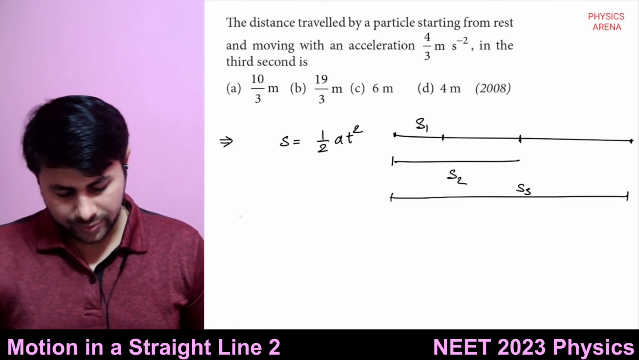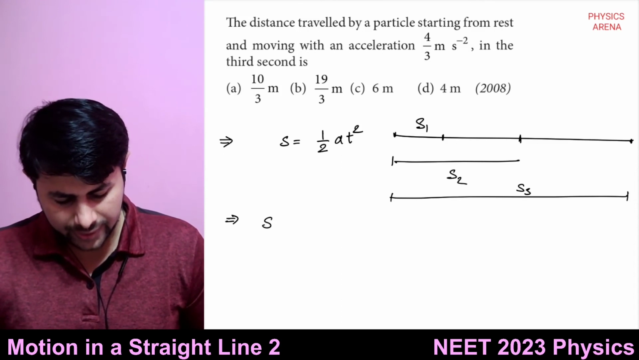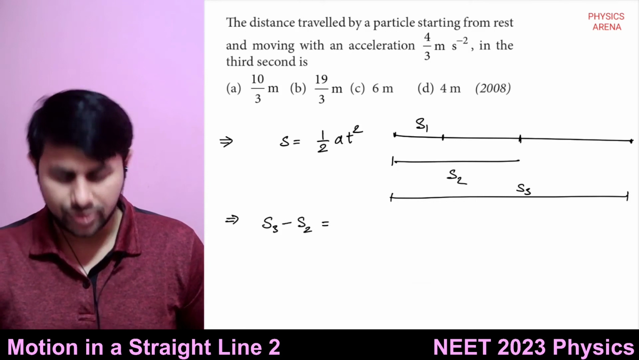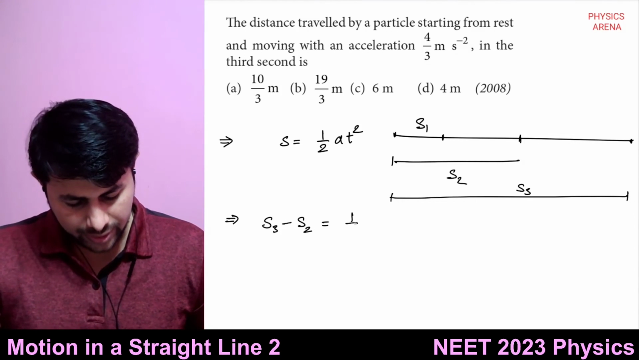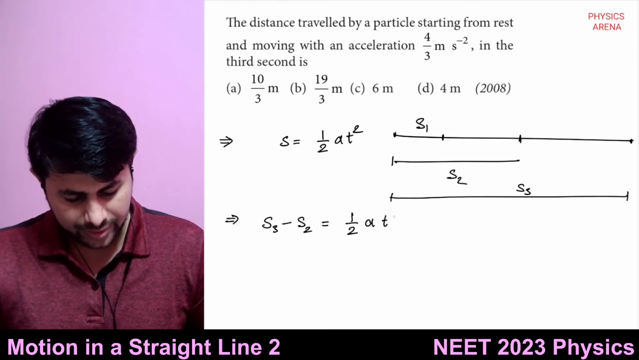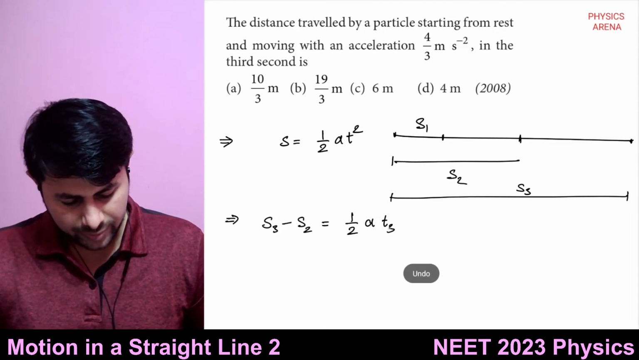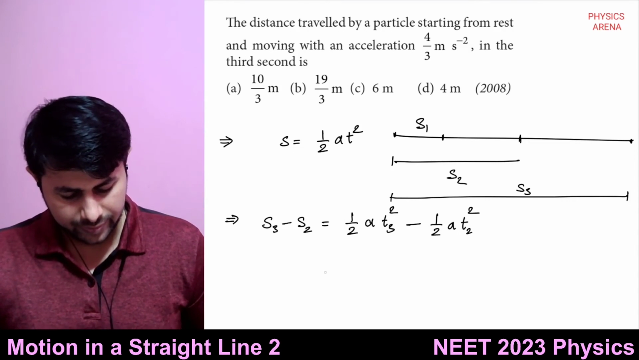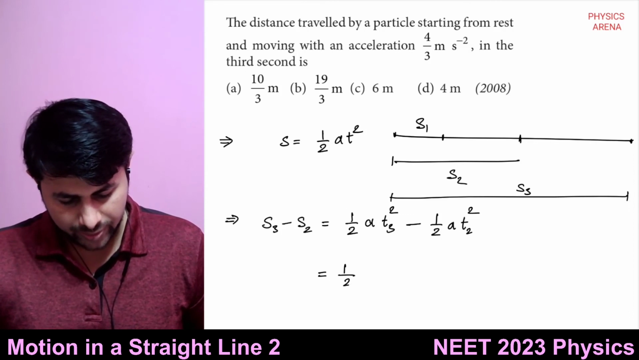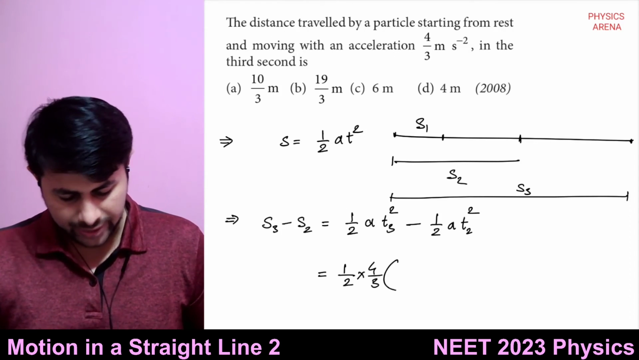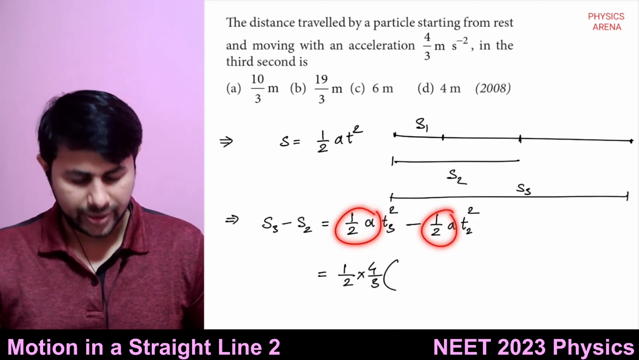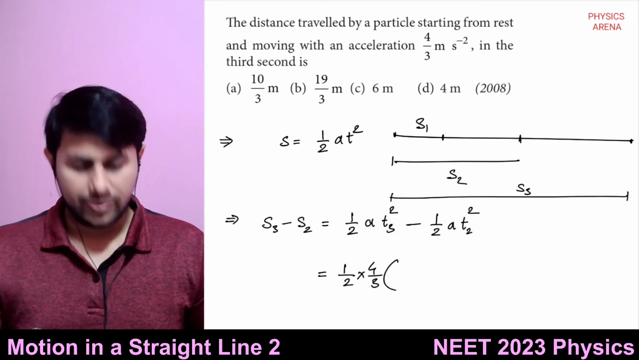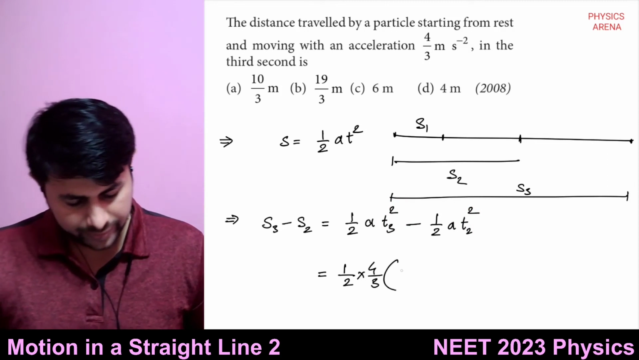Okay, so you can write that s3 minus s2 is what you have to find out, and that is equal to half of a multiplied by t3 square, let's call it t3, minus half of a multiplied by t2 square. So that is half of 4 by 3, and I will take that common. Half a I am taking common. It is t3 square minus t2 square, which is what? 3 square minus 2 square.